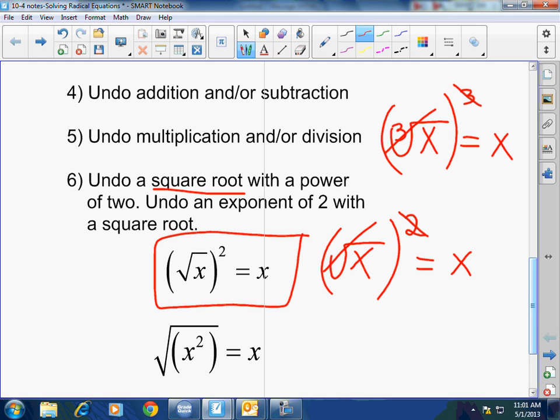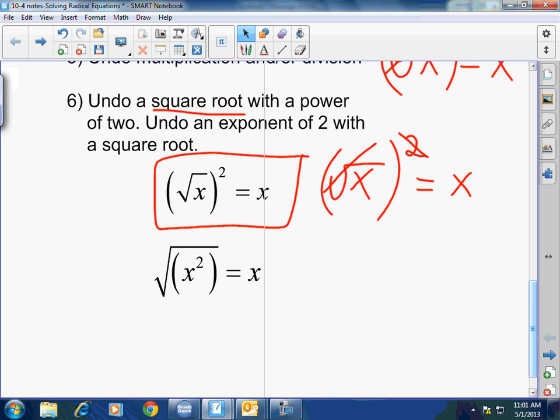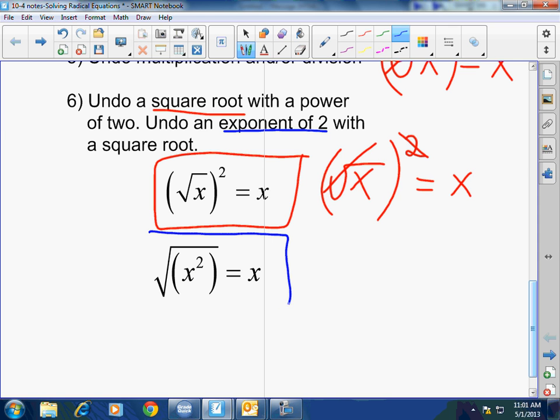So you already know the concept. If I want to get rid of a square root, I raise it to a power of 2. Done. Vice versa, in order to undo an exponent of 2, a power of 2, you use a square root, like in this example.